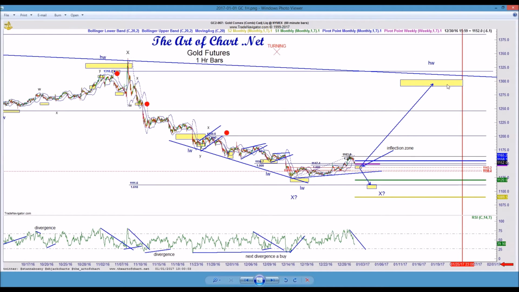We had a high window here, and what we do on theartofchart.net is we use timing windows. We try to marry time and price. So this was a low timing window, this was a low timing window, and you typically get at least a bounce out of one of these timing windows. We were expecting a significant move higher into the end of January, and then a pullback, and then another leg higher.